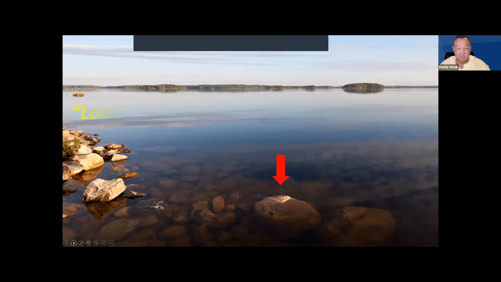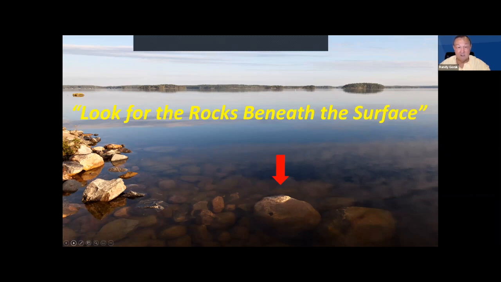What are the rocks beneath your surface? What really is there that you're not addressing? Maybe you don't see it. Maybe you're not looking for it. Maybe you should spend a few minutes just to get a little bit more clarity on what it is that could cause you a problem.